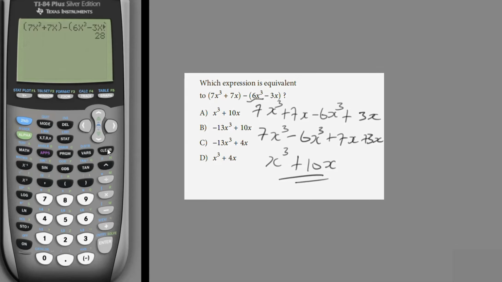Let's simplify option A. So we have x cubed, come down, plus 10x. So that's what we have there, right? Let's press enter now to see if we get 28 exactly. So this is how you can do this with the calculator, and also do it manually if you want.